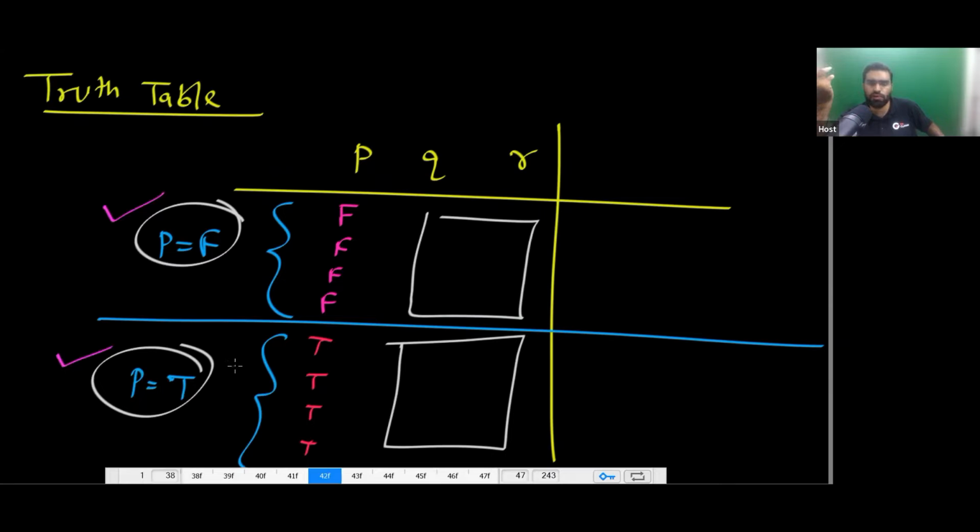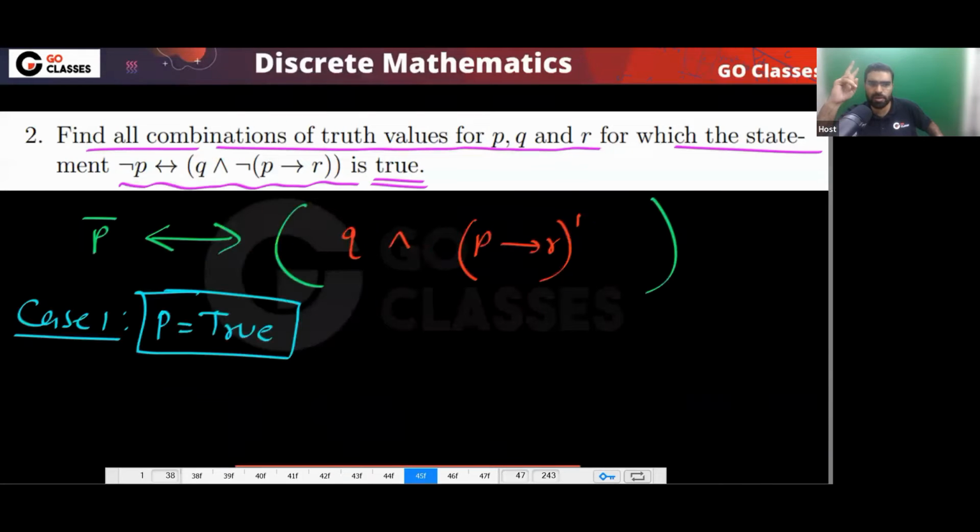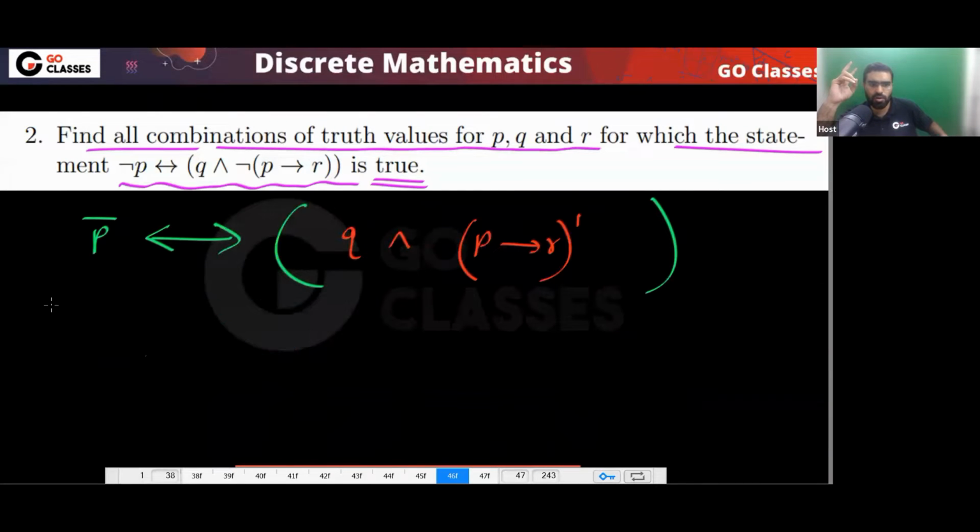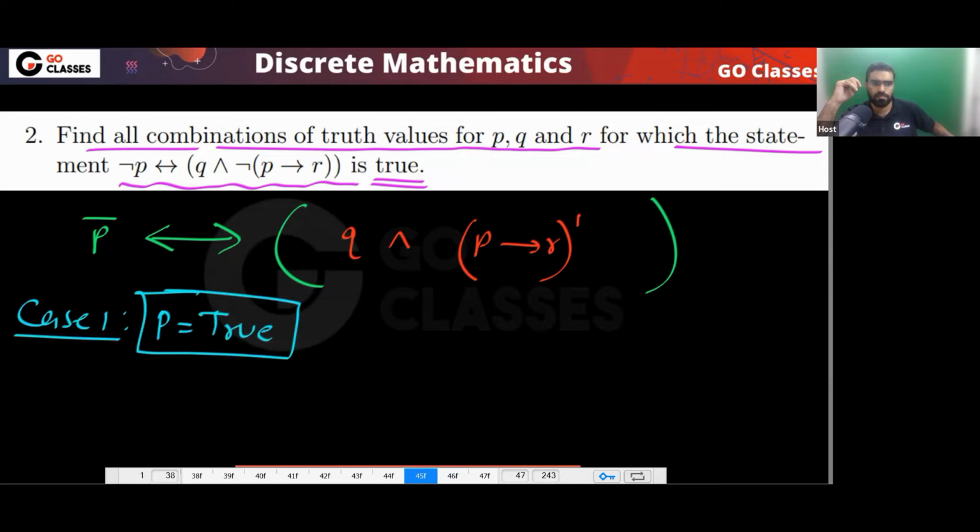The same thing you can say for Q: either Q will be false or Q will be true. The same thing you can say for R: either R will be true or R will be false. So only 2 cases are possible. I can say either P will be true, or what is case 2? P is false.